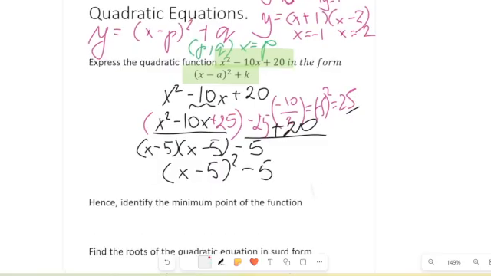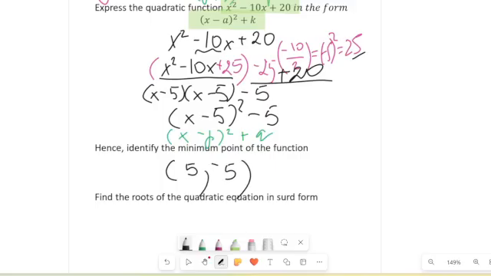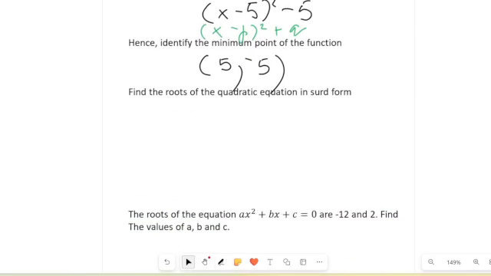And then look what they ask next. Hence, identify the minimum point of your function. So the vertex form will give you the minimum point. Remember, it's the general formula x minus p to be squared plus q. So my minimum point is 5, as this is my p, and minus 5 for the y coordinate.